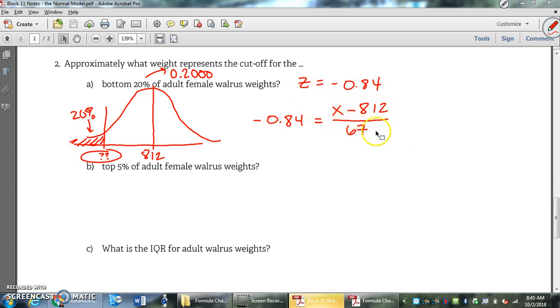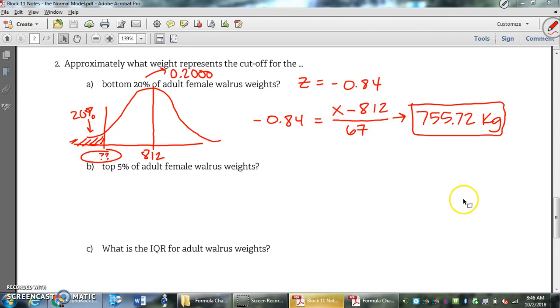And then I just do some algebra, multiply by 67 on both sides, and then add 812 to both sides. I'm doing this on my calculator here, because I forgot the answer. When I solve for x, I get 755.72 kilograms. We do need to put a unit on this because it is a weight. It's not a percentage or a proportion or even a z-score, so we put a unit on it.